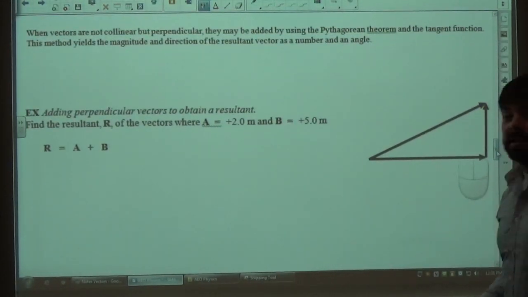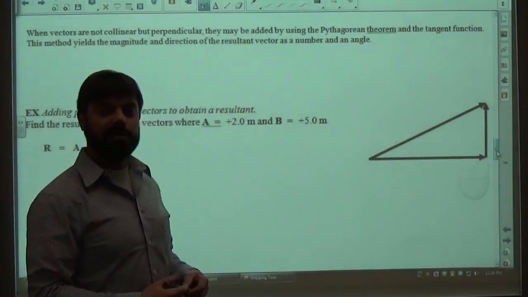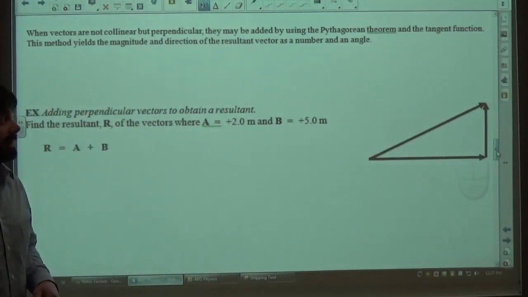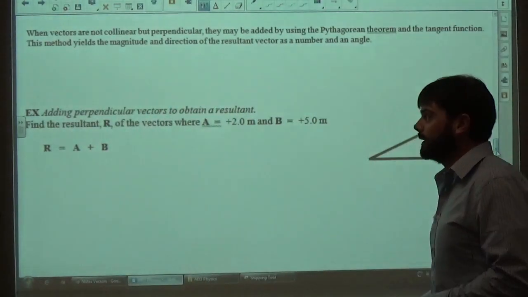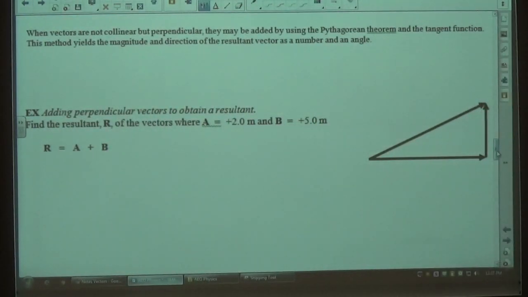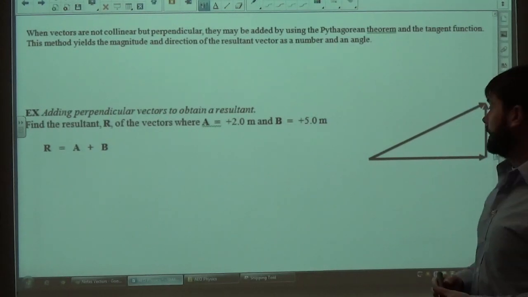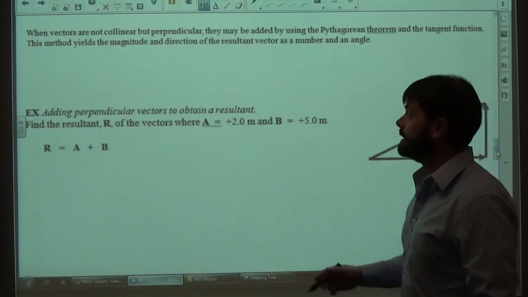So then the question ends up being, what do we do with vectors that are not collinear, meaning that they're not pointed in the same direction? How do we add those together and figure out what we got? All right, well, here's our example. They're going to say here that vector A and vector B are pointed in different directions.